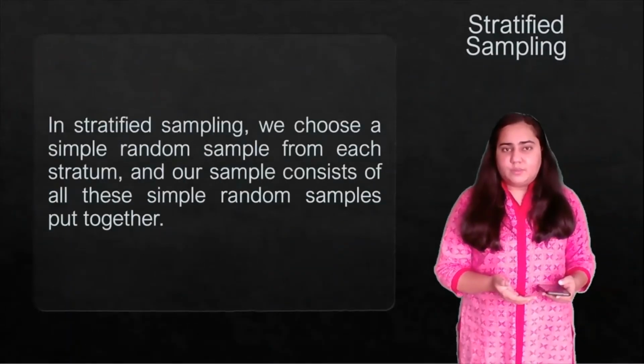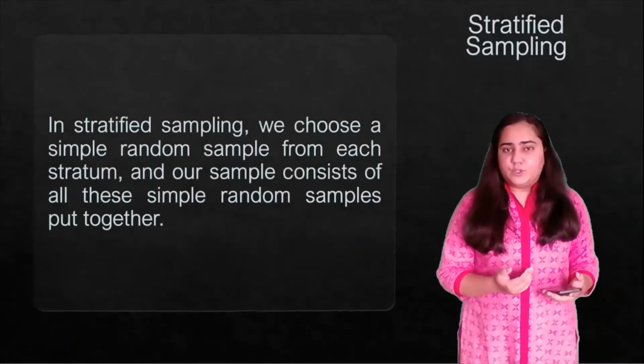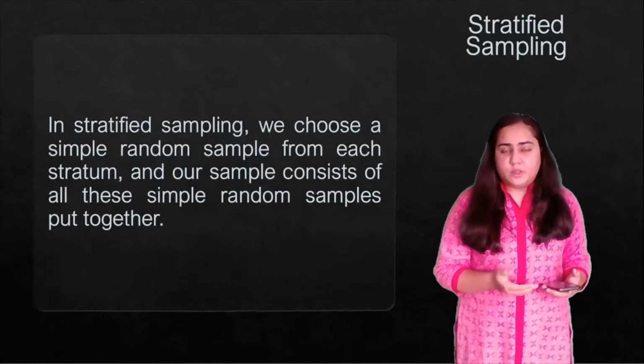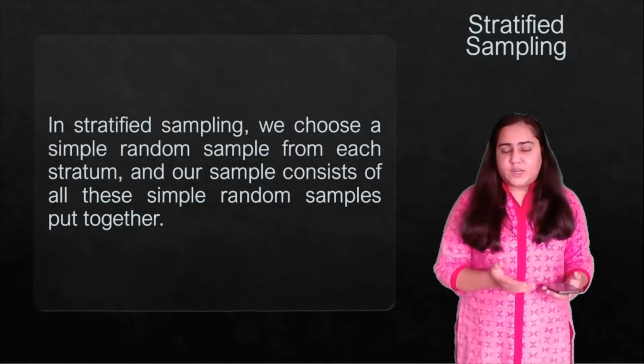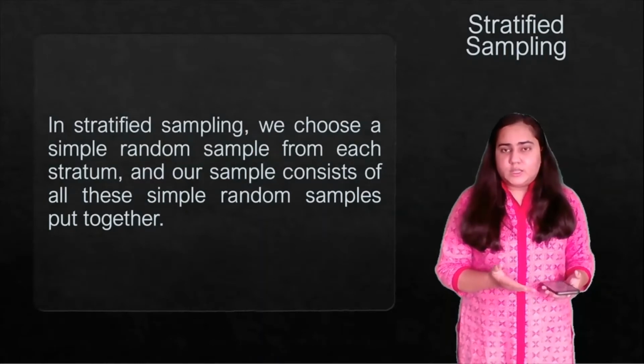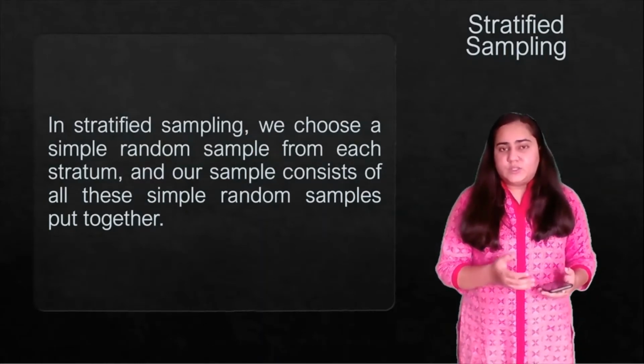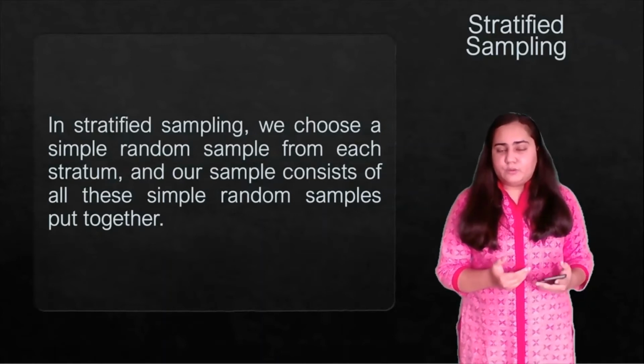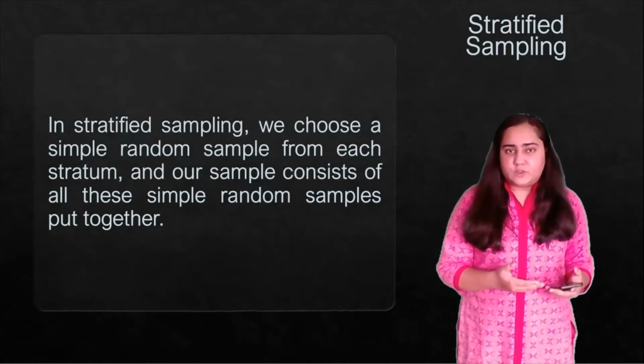Now, how would you do the sampling? To do the sampling process, first of all, you would choose a simple random sample from each stratum. So if you are analyzing college students, then they are divided into, let's say, 4 years. Then you would choose some students by using simple random sampling from each of the years.